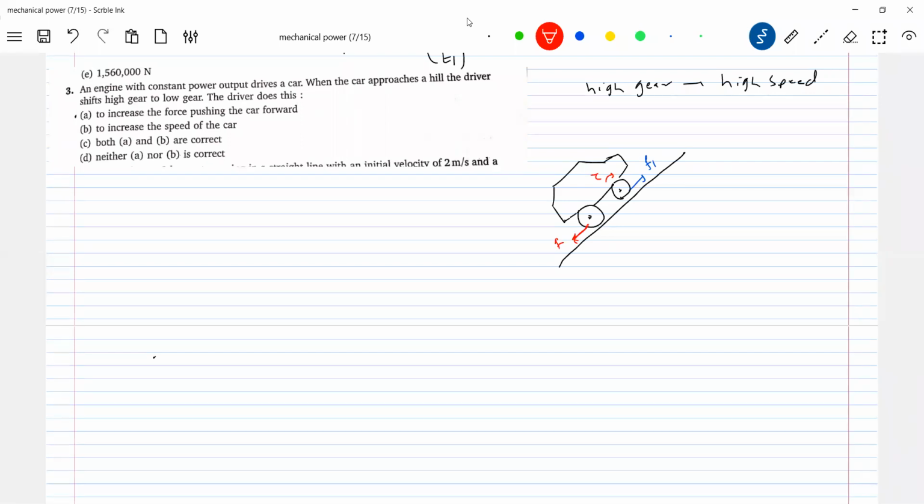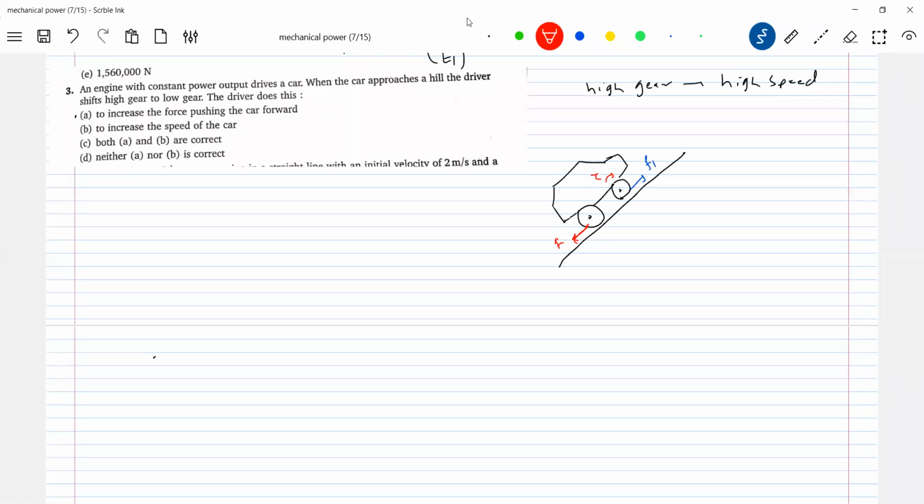The driver does this. When you go for low gear, the push force will increase here, the force pushing the car forward. This friction will be increased. How does the push force increase? If I go for low gear, there is less speed, and less speed means less torque. Because of less torque, the friction force will increase here. Because of friction force, now it can climb up.